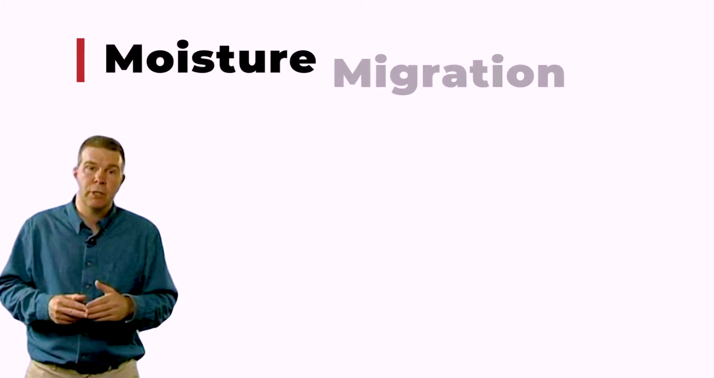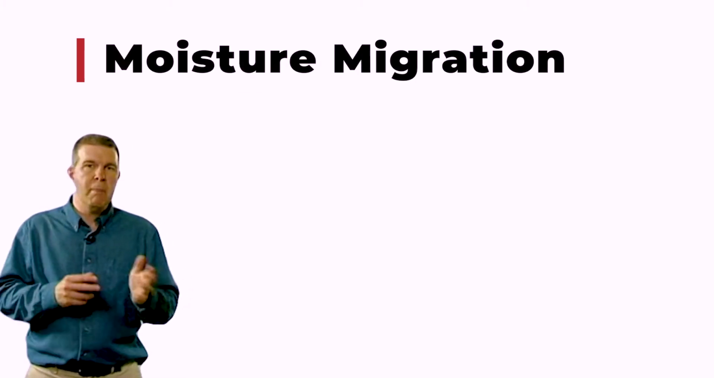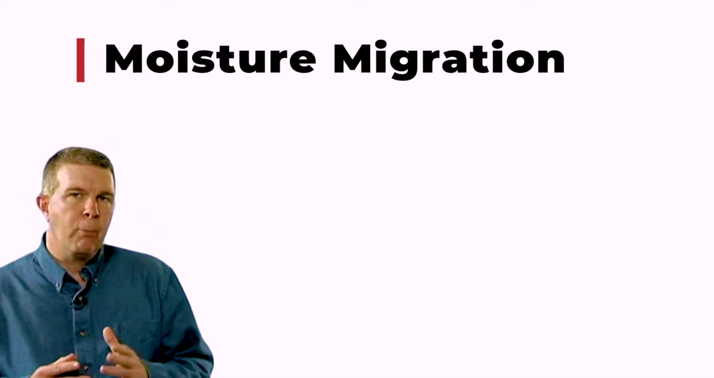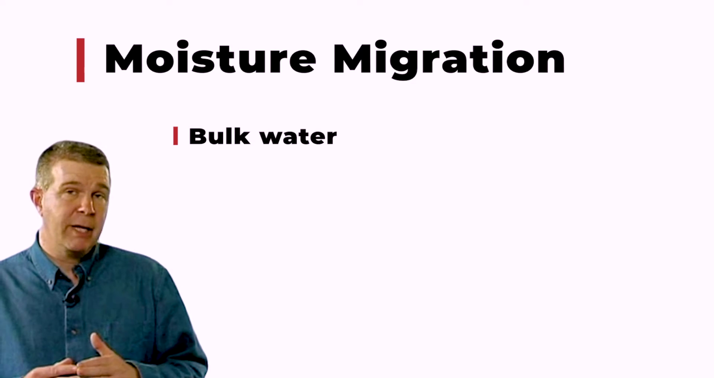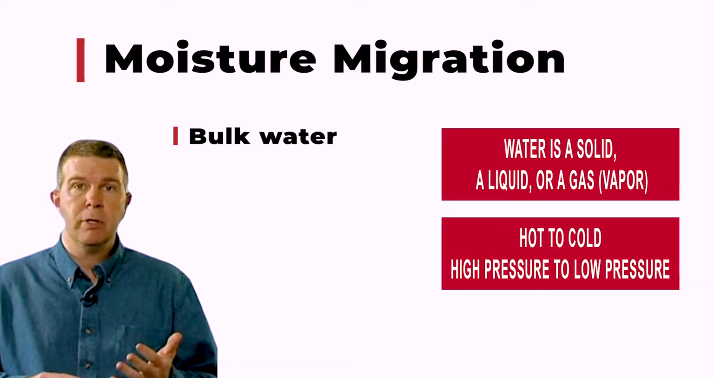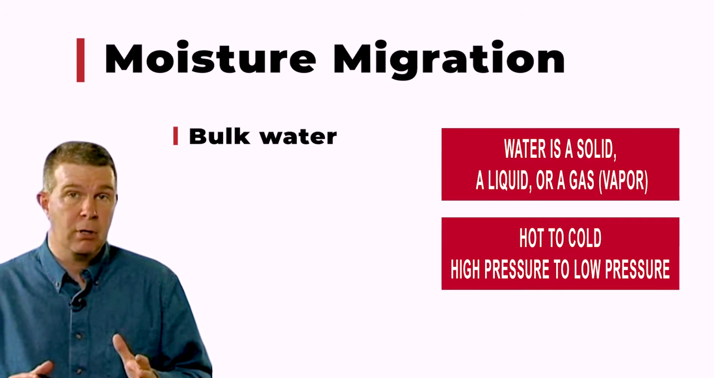And those are the things we don't want. Now, moisture can migrate through a structure in many different ways and formats, known as moisture migration. We can talk about bulk water, and actually we can talk about it in different forms, because water comes in different forms. It can be a liquid, it can be a solid, and it can be a gas. When it's a gas, it's actually a vapor.